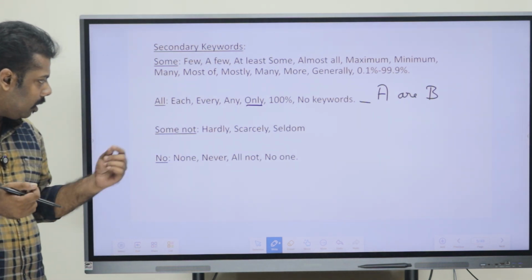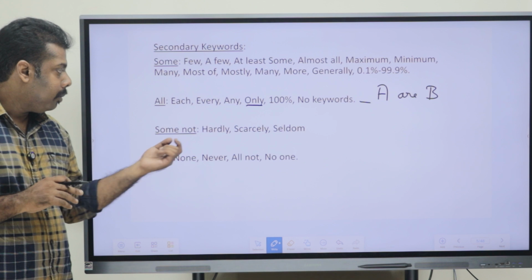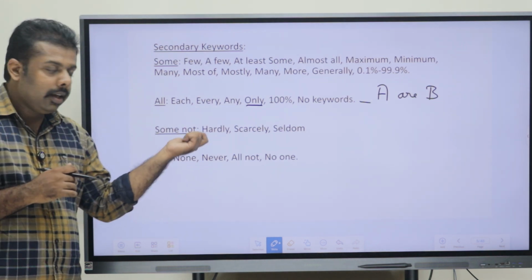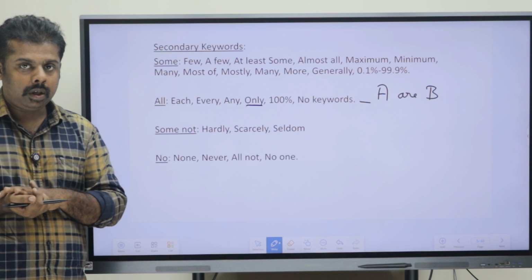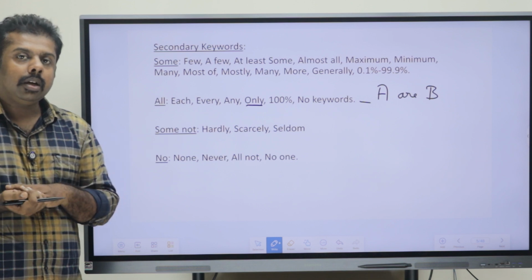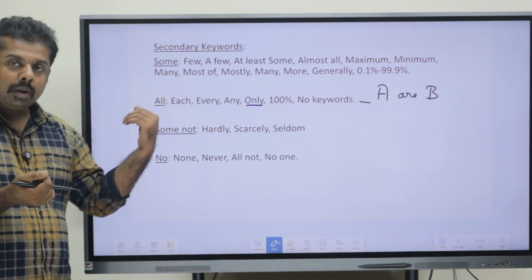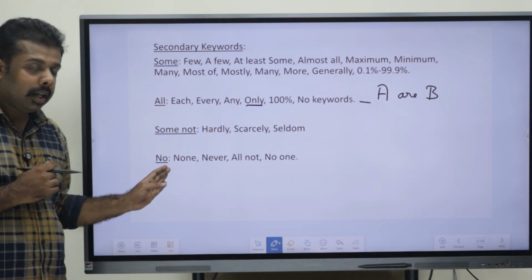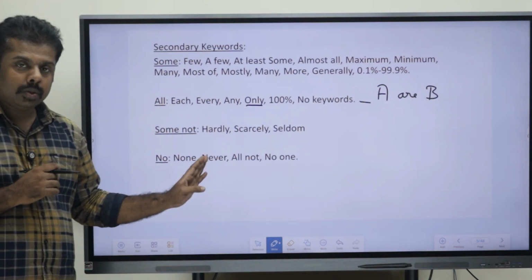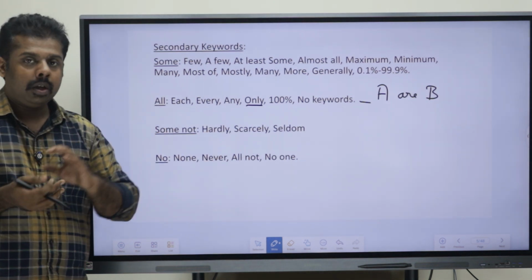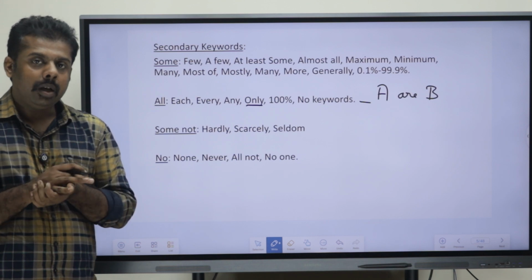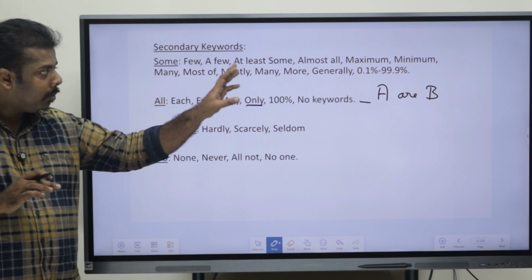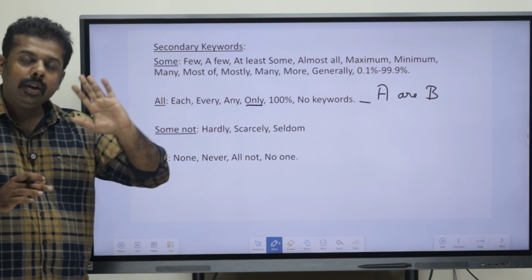Now moving to some not. Some not also has some secondary keywords like hardly, scarcely and seldom. So these three are mainly used for some not. Now the last one, no. No has secondary keywords like none, then never is also there, all not and no one. So these are some of the important secondary keywords. Just try to remember, just try to read everything.